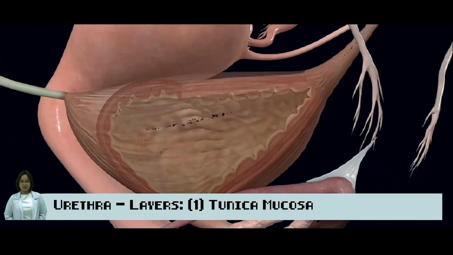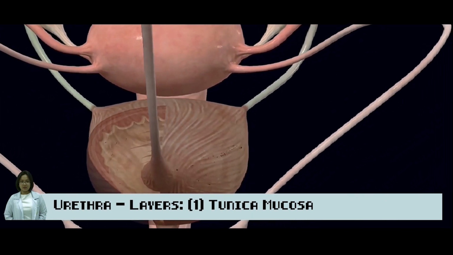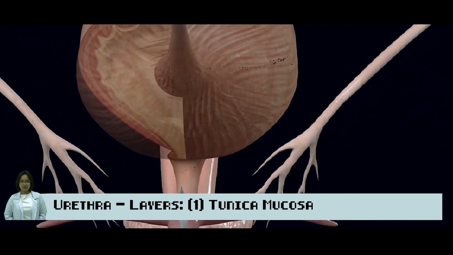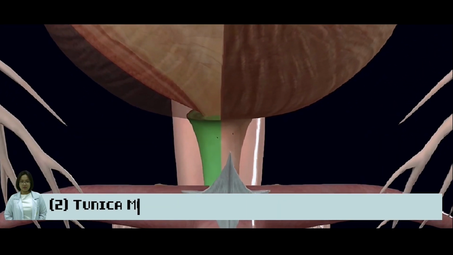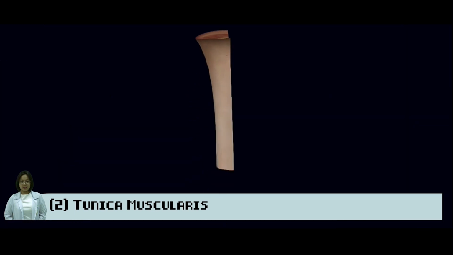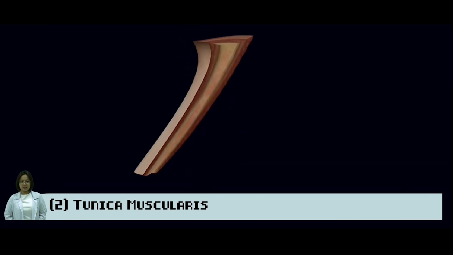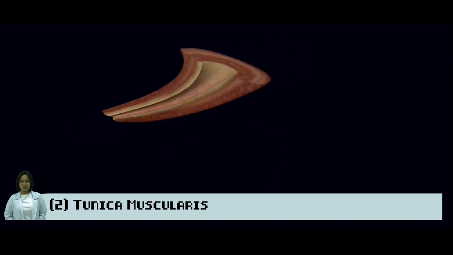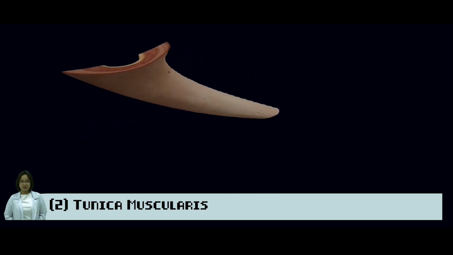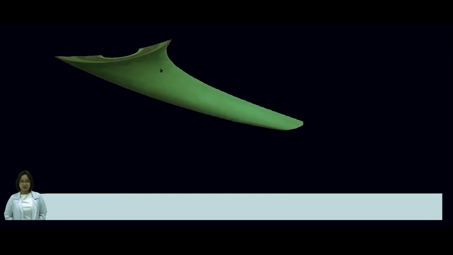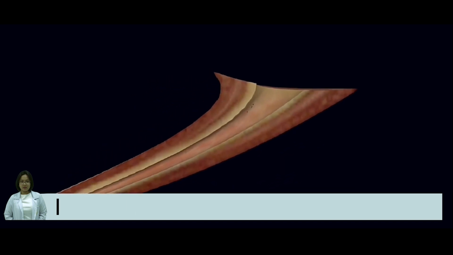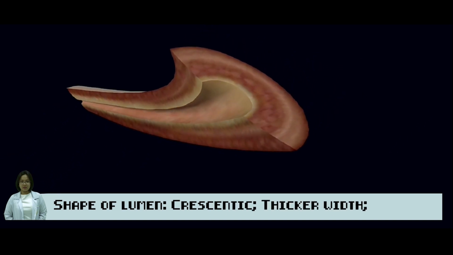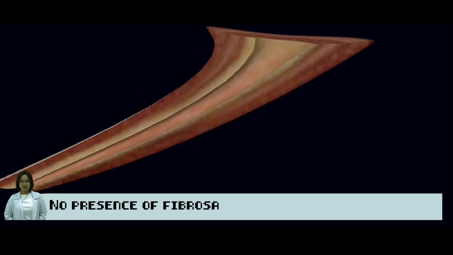Urethra. Layers. Tunica mucosa, protective mucous membrane, houses clusters of mucin-producing cells called urethral glands. Tunica muscularis. Primary smooth muscle fibers help propel urine to the outside of the body. Lined by transitional, pseudostratified columnar, stratified squamous non-keratinizing. Female urethra. Shorter, shape of lumen, crescentic, thicker width, no presence of fibrosa.